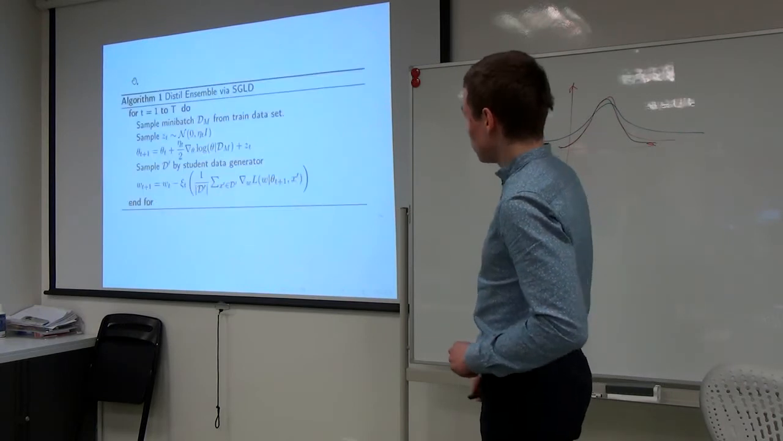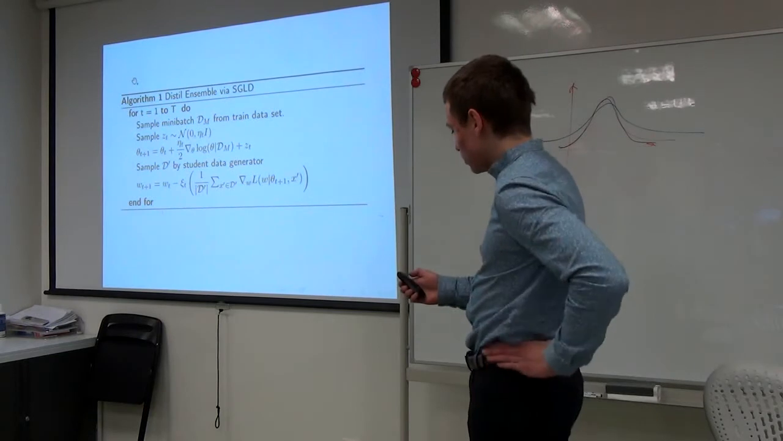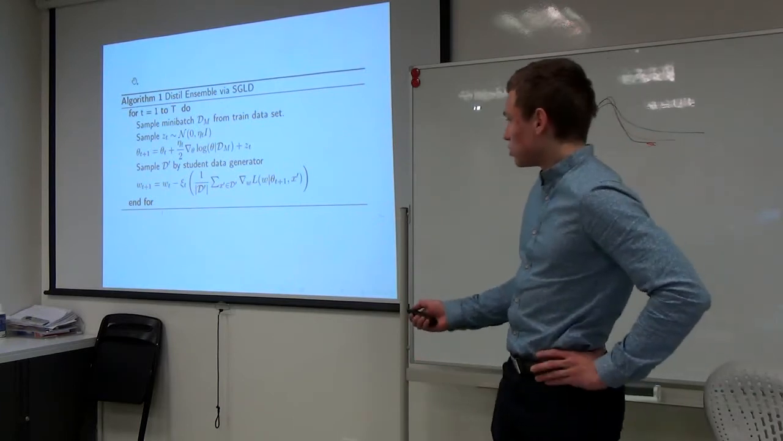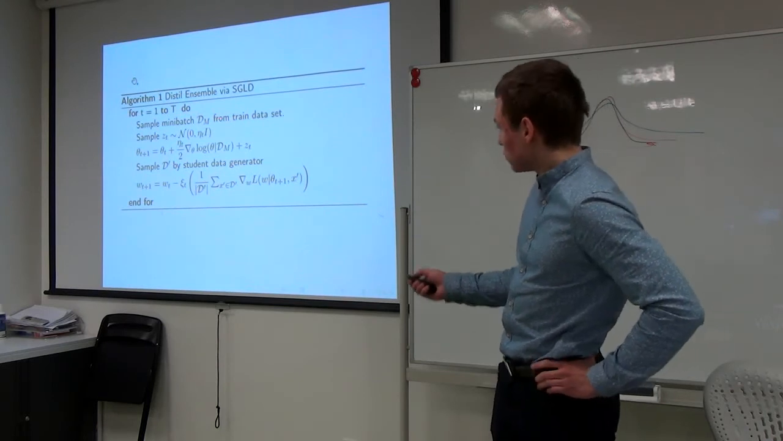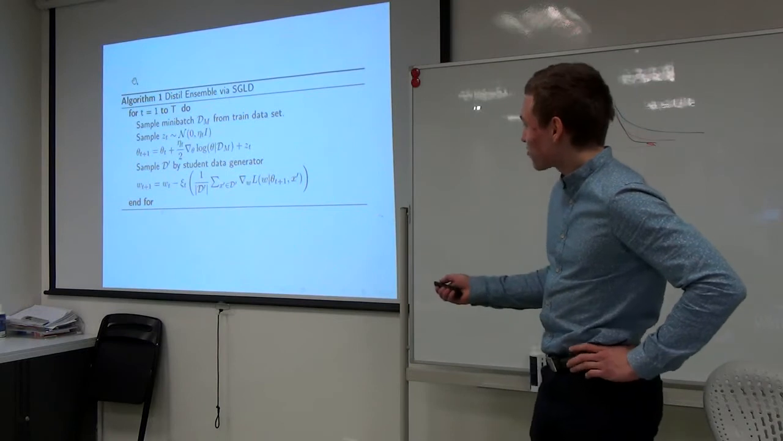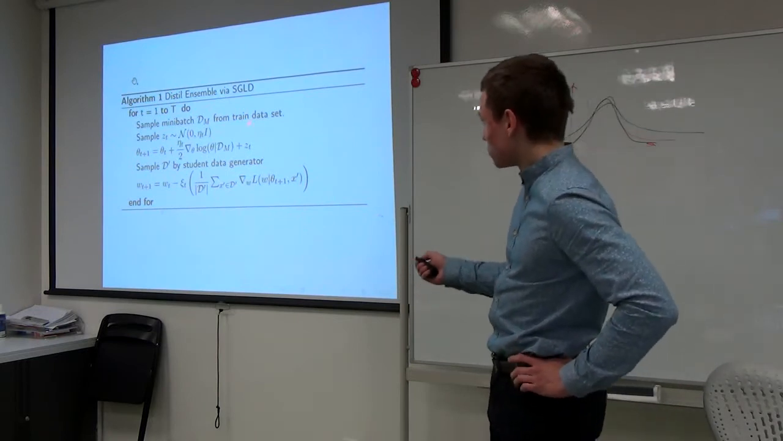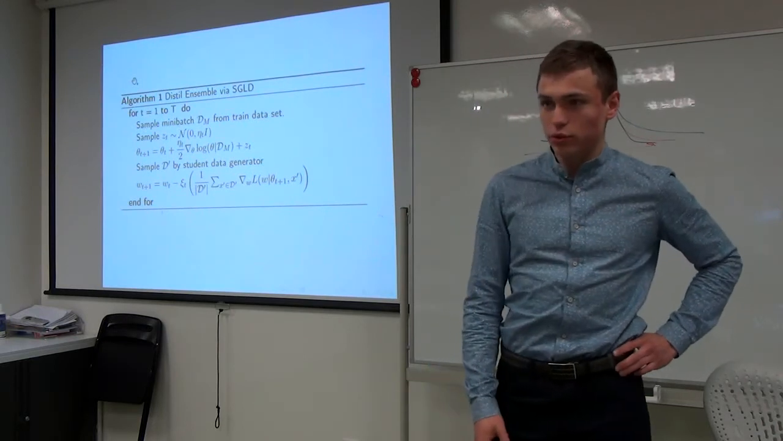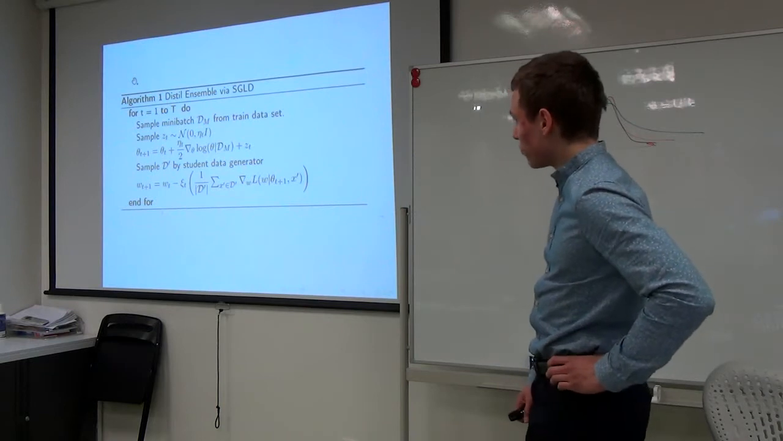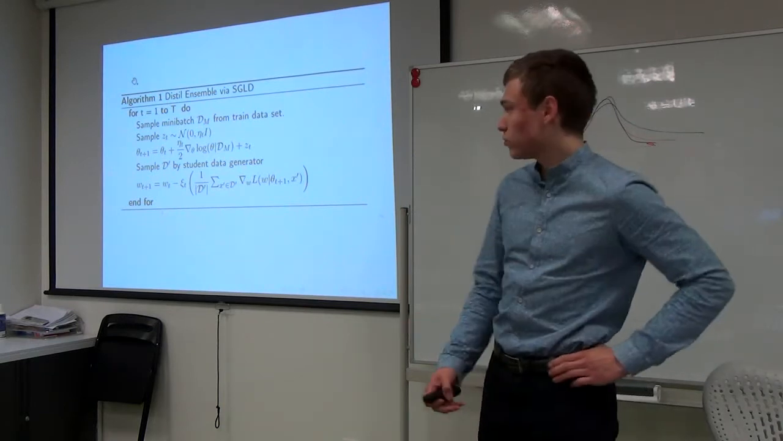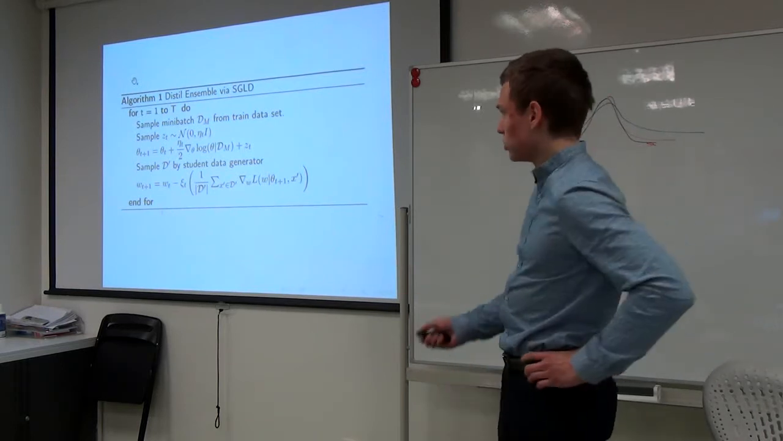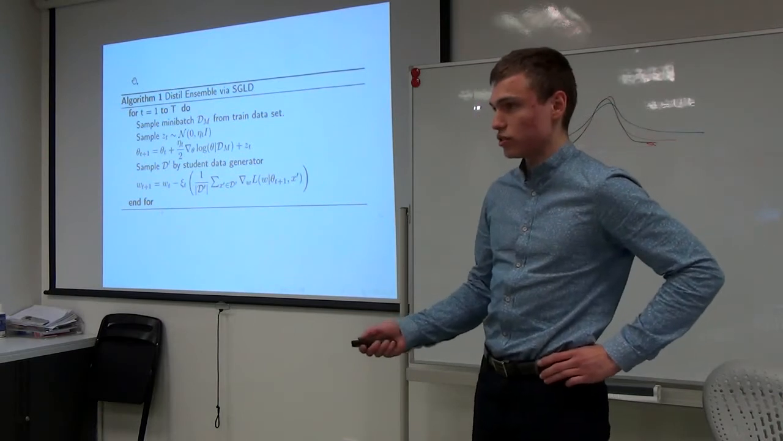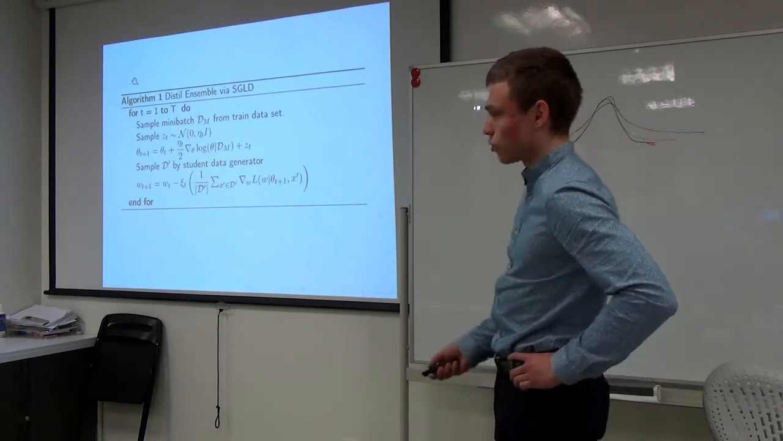And here we are. The algorithm is very simple. We sample a mini batch from the train data set to make a step of stochastic gradient Langevin dynamics. So we do a step in a noisy direction, and we produce the next sample from the posterior distribution. Then we sample data for the student from any student data generator. It could be the same data as we use for training the teacher. In my experiment, it worked well.